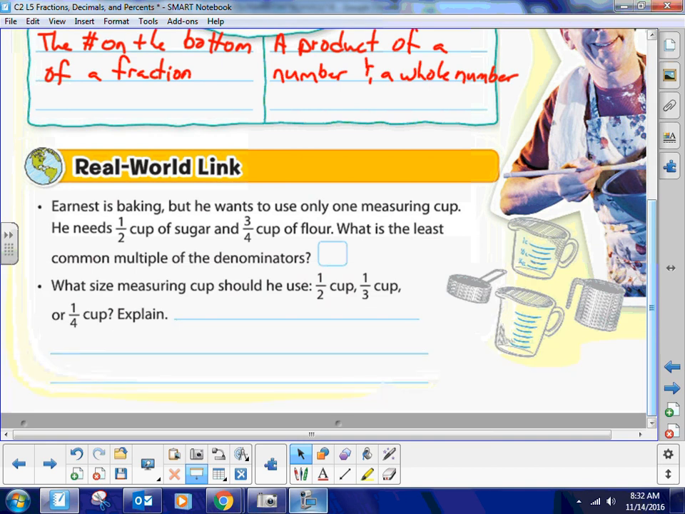Now, Ernest is baking, but he wants to use only one measuring cup. He needs a half a cup of sugar, 3/4 cup of flour. What is the least common multiple of the denominators?